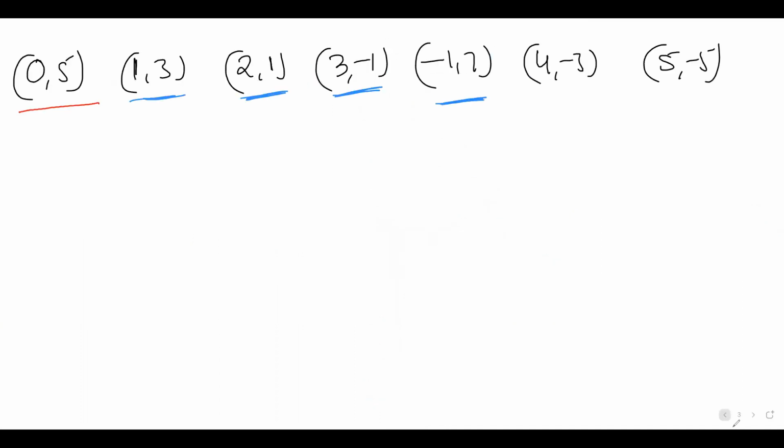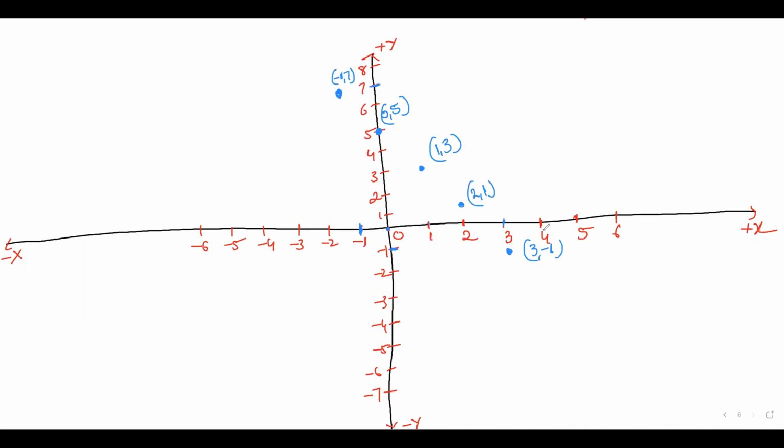Next point, 4 comma minus 3, 5 comma minus 5. 4 comma minus 3 will be over here. 5 comma minus 5 will be somewhere over here. We got a straight line. So I'm joining all these points.